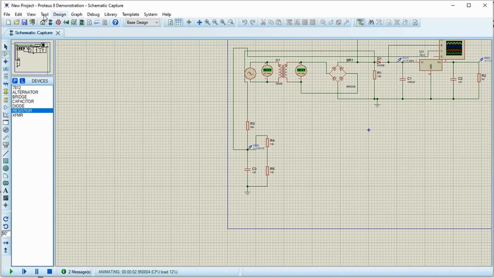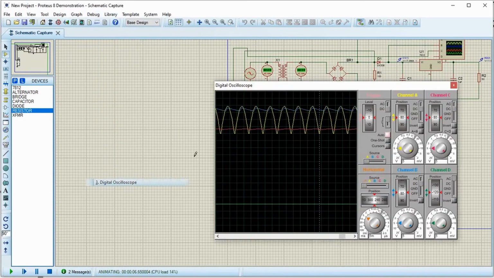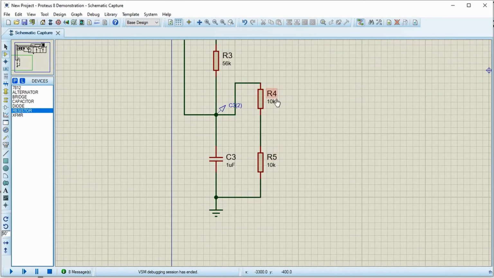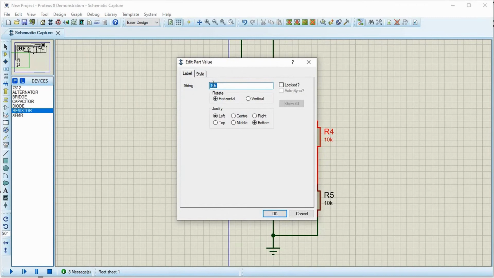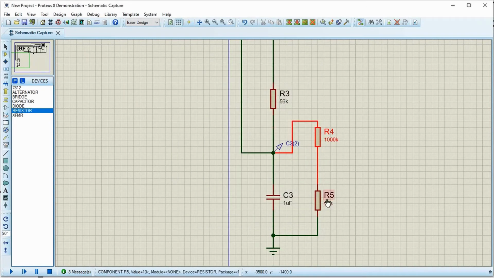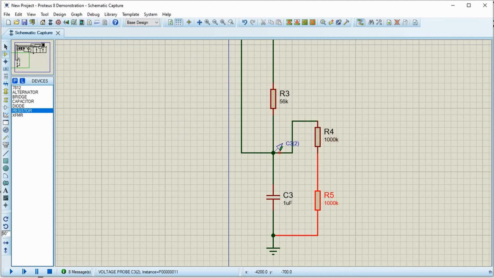So the output has become lower. So this potential divider is affecting the value of this RC time constant. So I'll increase it so that this becomes negligible. I can go to 1 meg or 2 meg. So this resistor will not have any effect on this RC time constant.